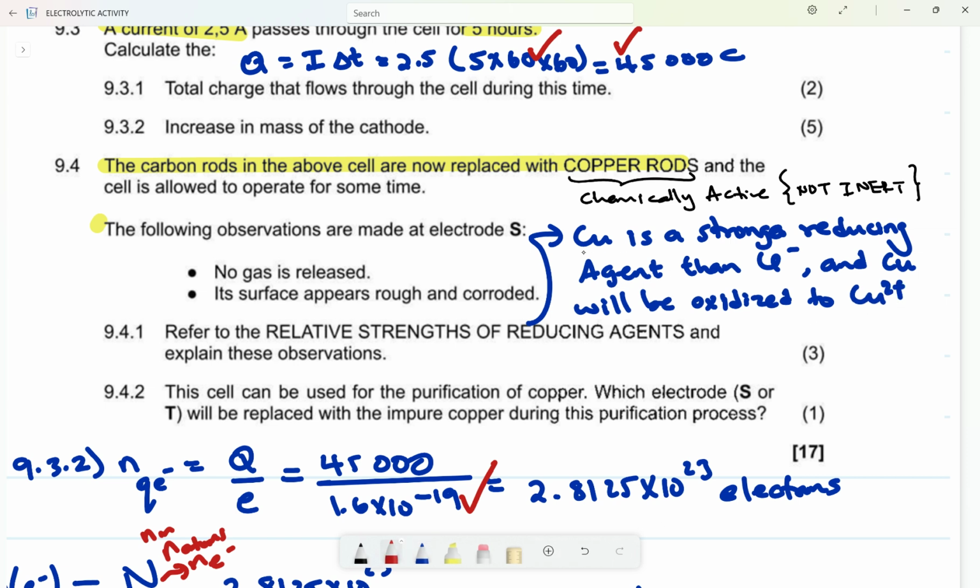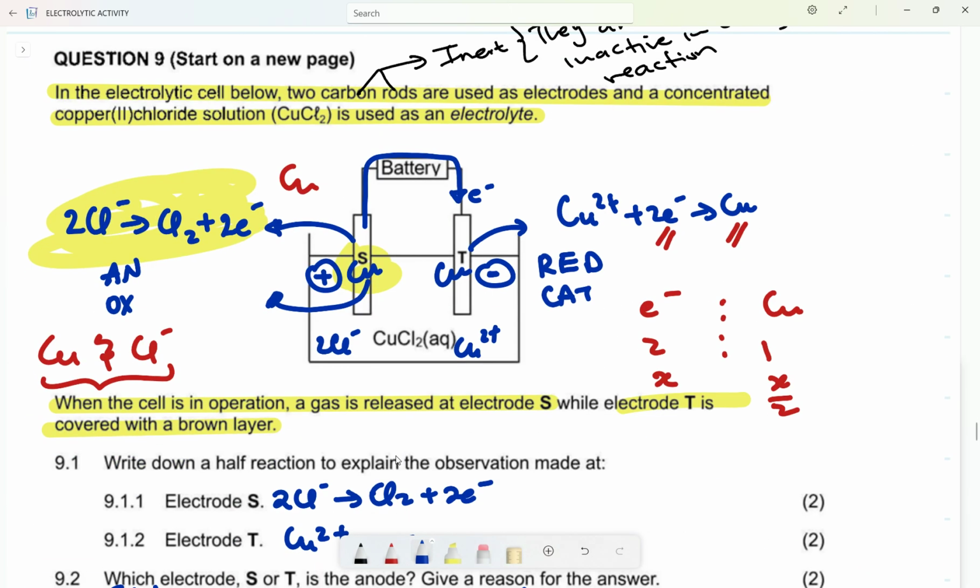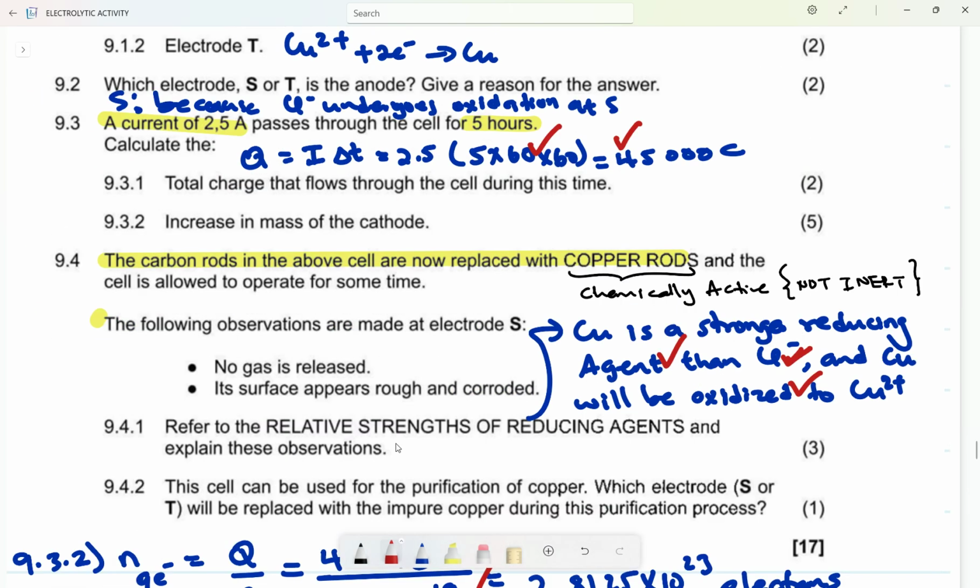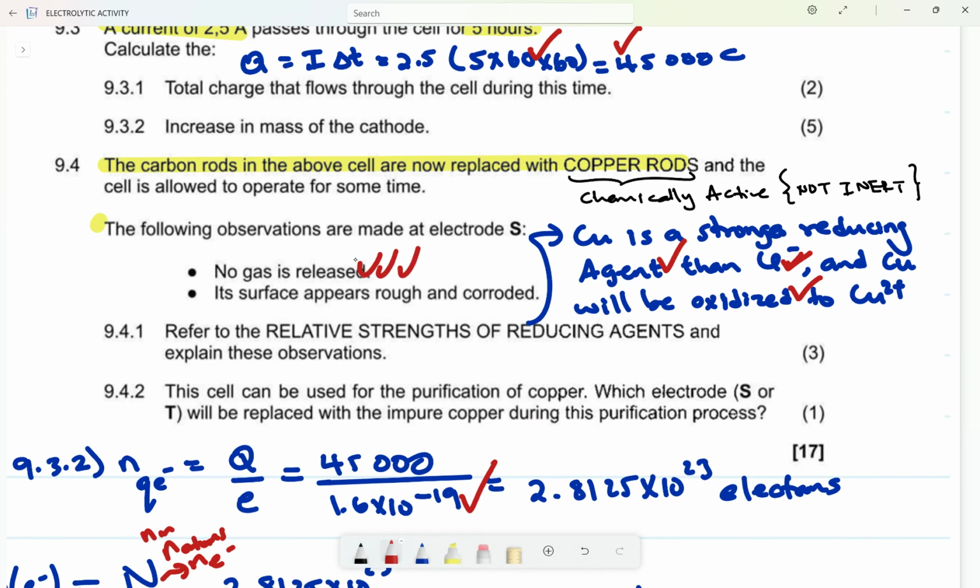So first thing first, copper is a stronger reducing agent than what? Than Cl minus, not just Cl. And then copper will be the one that will be oxidized. So if copper is the one that is oxidized, it means my Cl minus will no longer be oxidized to Cl2. Hence there's no formation of gas. There's no gas released.